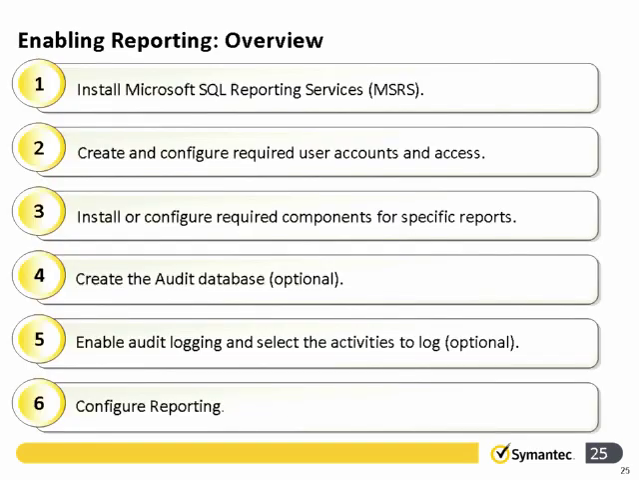You install the Microsoft SQL Server reporting services. You create and configure a required user account and access for that user account. You install or configure the required components for specific reports. You create the audit database, and this is if you wish to be able to have access to the audit reports. You're going to enable the audit logging and select the activities to log. And again, the assumption there is that you have enabled auditing, and then you can configure the actual reporting itself. So we're going to go through and look at these in more detail.